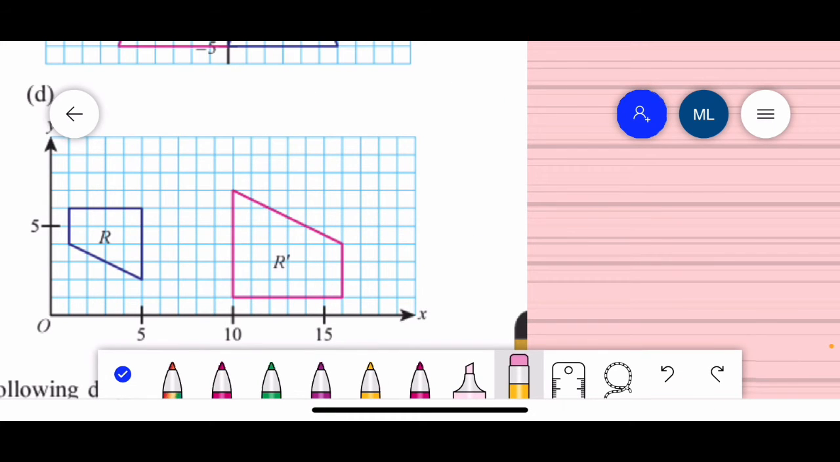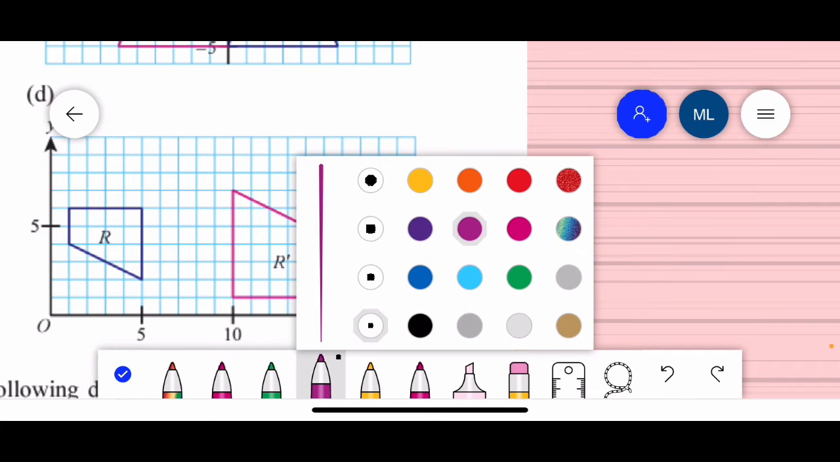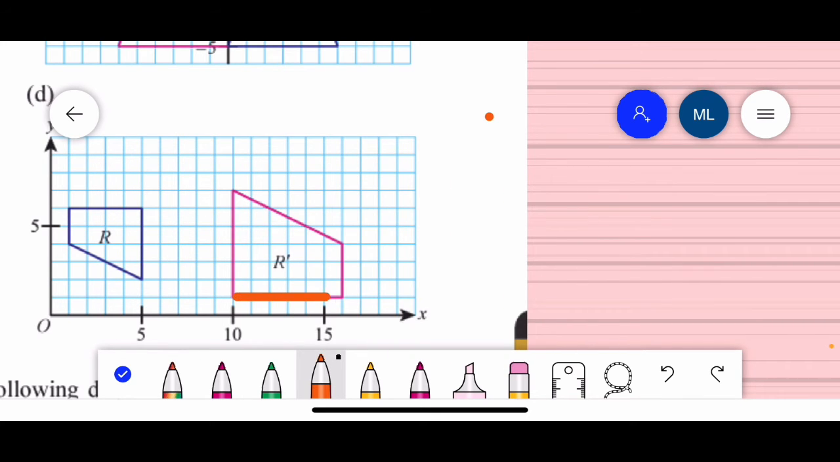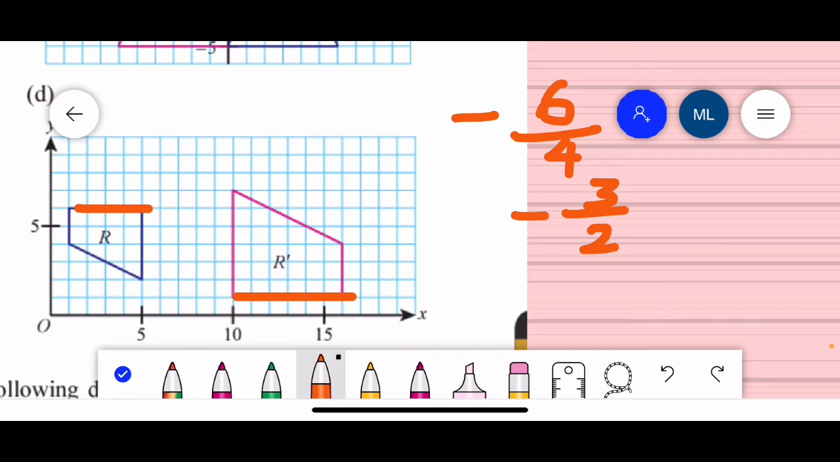Right, so let's continue. We have the object in blue and the image in pink. First of all, let's calculate the scale factor. The scale factor is image 2, 4, 6 divided by 2 and 4. It seems like it's actually 2, 4, but it's on the opposite side, so it will be negative, right? 6 over 4, so it's negative 3 over 2, because they are not heading to the same side.